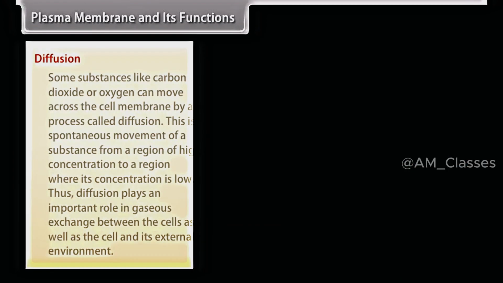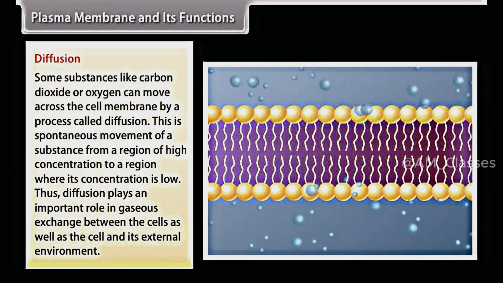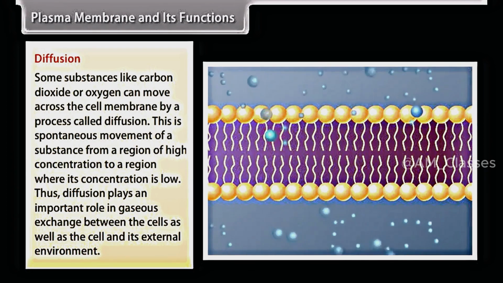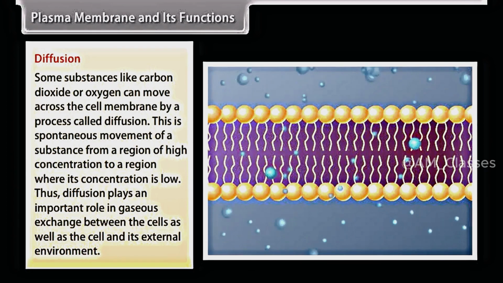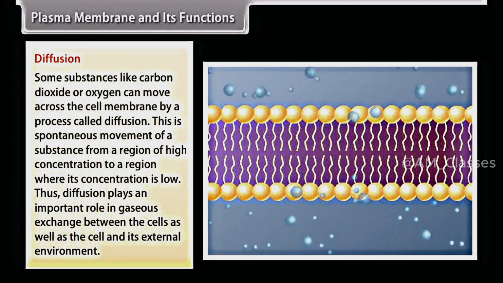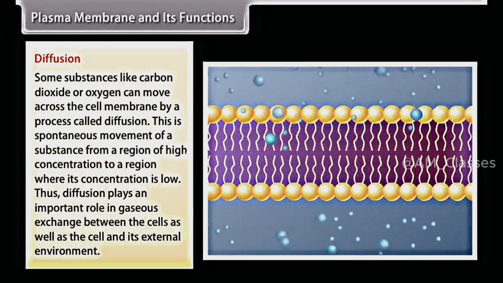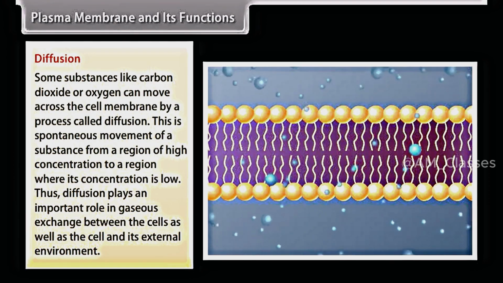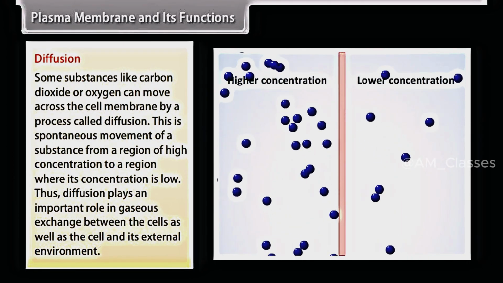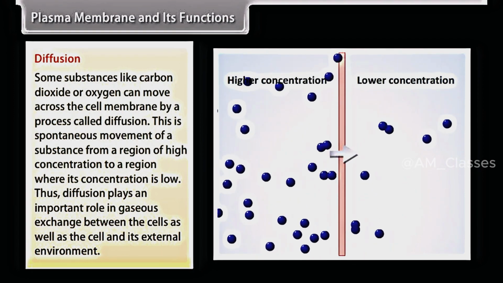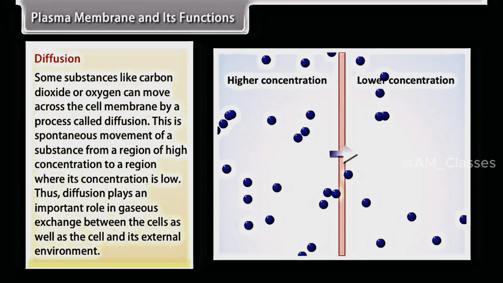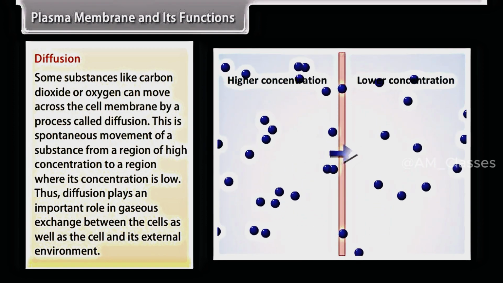Diffusion. Some substances like carbon dioxide or oxygen can move across the cell membrane, by a process called diffusion. This is spontaneous movement of a substance from a region of high concentration to a region where its concentration is low. Thus, diffusion plays an important role in gaseous exchange between the cells as well as the cell and its external environment.